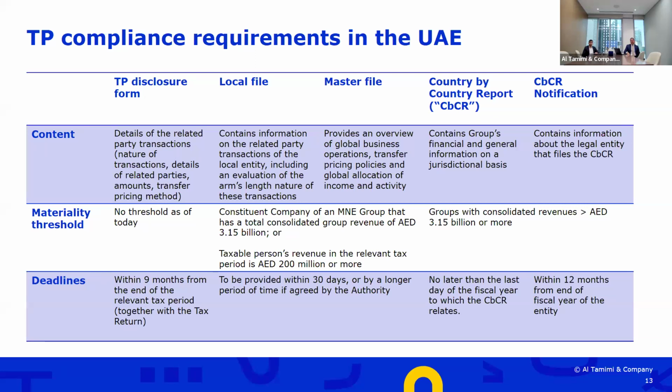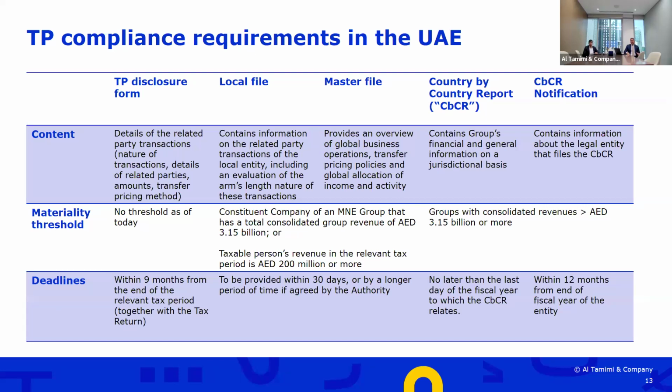What is specific in the UAE, but we have seen that in other jurisdictions in the region as well, is the transfer pricing disclosure form. The transfer pricing disclosure form is basically a form that goes together with the tax return, where you specify the related parties, the value of the transactions, and the transfer pricing method that has been used, and this should be filed together with the tax return within 9 months from the end of the financial year.